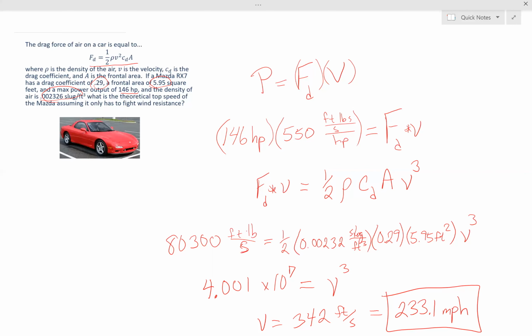But hopefully this problem helps you with a little more understanding of how power can be found from a force multiplied by a velocity.